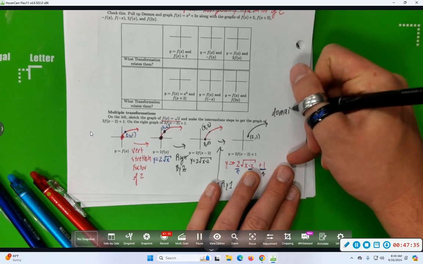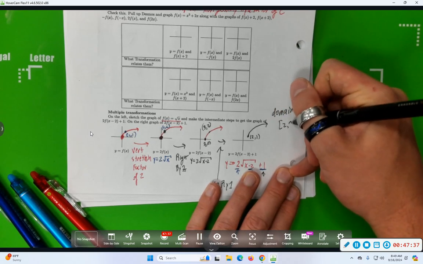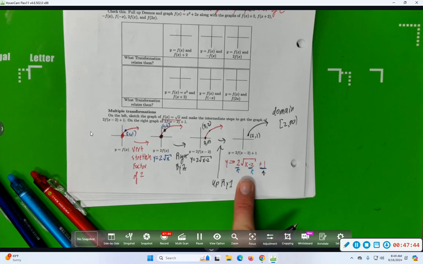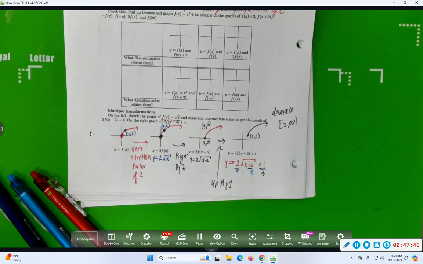I hear 2 to infinity by looking at the graph. Now let's look at the formula. So forget about the graph. If you saw this formula, could you compute the domain?